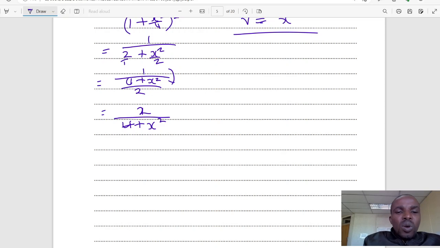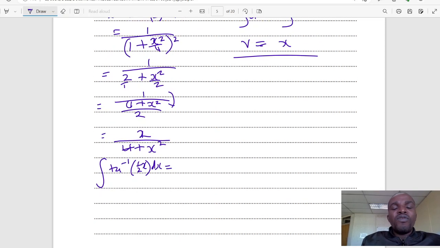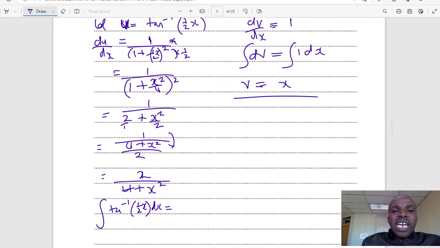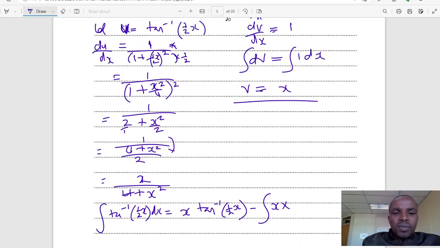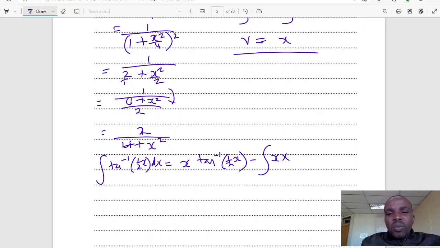Right, now the integral of arctan half x dx is equal to uv. What is our u? u is arctan half x, then our v is x, so it will be x arctan half x minus the integral of v, that is x, times du over dx, which is 2 over 4 plus x squared, then dx.